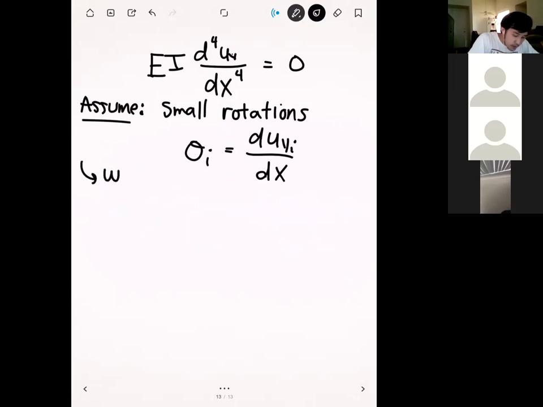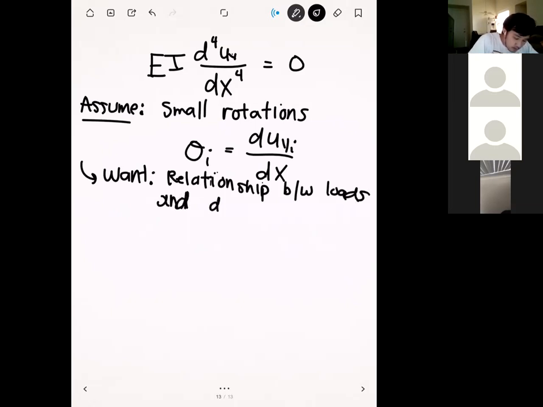Okay. And so from these governing equations, we want to manipulate them in such a way that we get a force equal to some displacement. We want the relationship between loads and deformations. Okay. And so if we manipulate these equations and bring in some other equations from elementary beam theory, we get the following expressions.